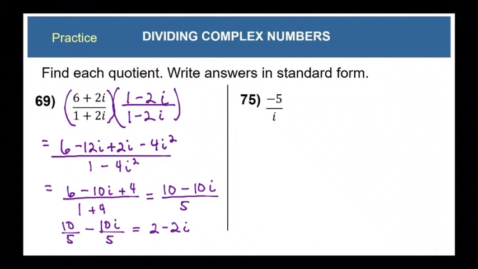And now let's look at this one together. Negative 5 over i. Because the denominator is a single term, all we need to do is multiply by i over itself. There's no conjugate necessary here. That's going to give us negative 5i in the top, and i squared in the bottom, which is negative 1. And then negative 5 divided by negative 1 is positive 5, so we end up with positive 5i.